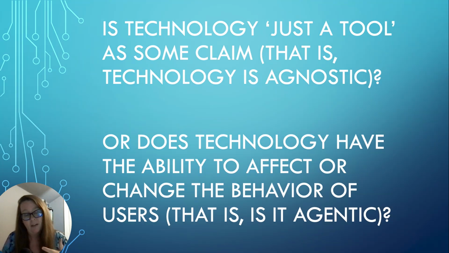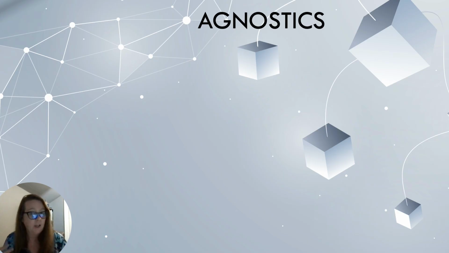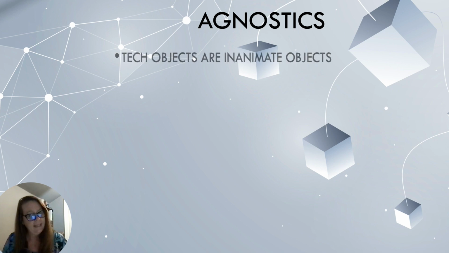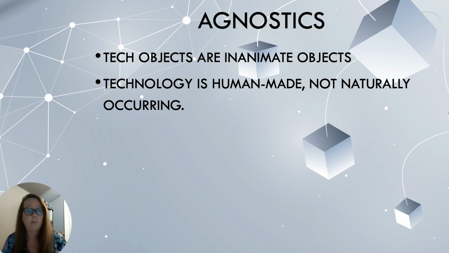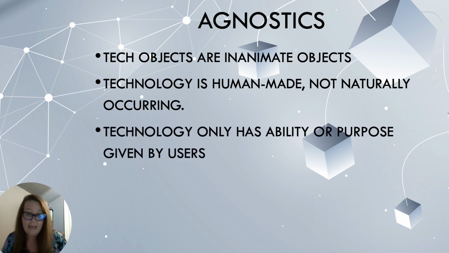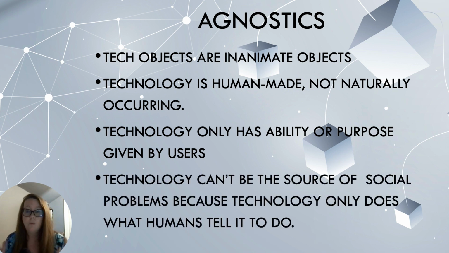That is technology agentic? Those in the agnostic camp say tech objects, even information and communication technologies, are inanimate objects, they are human made, and not naturally occurring. They only have the ability or purpose given to them by users. Technology can't be the source of social problems because technology only does what humans tell it to do.